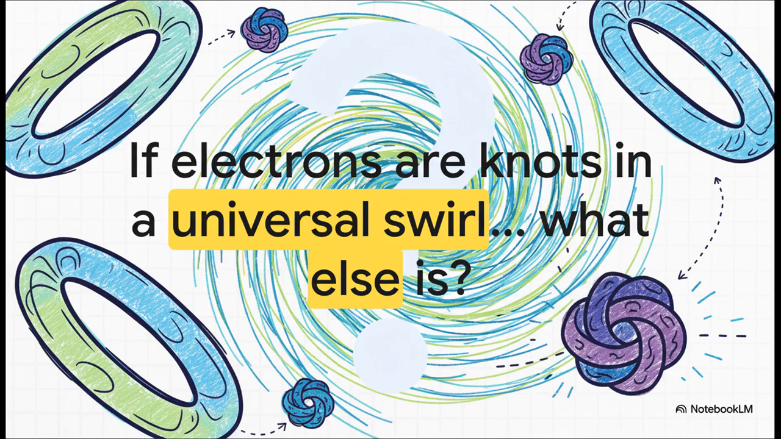So, this whole theory leaves us with a truly profound question to chew on. The paper suggests these knots form out of something called a universal swirl condensate that fills all of space. So, if an electron is just one type of knot in this fundamental swirl, what other particles could be other, more complex knots? It suggests that maybe the entire particle zoo, maybe reality itself, is all just topology, just different kinds of knots tied in the fundamental fabric of existence.